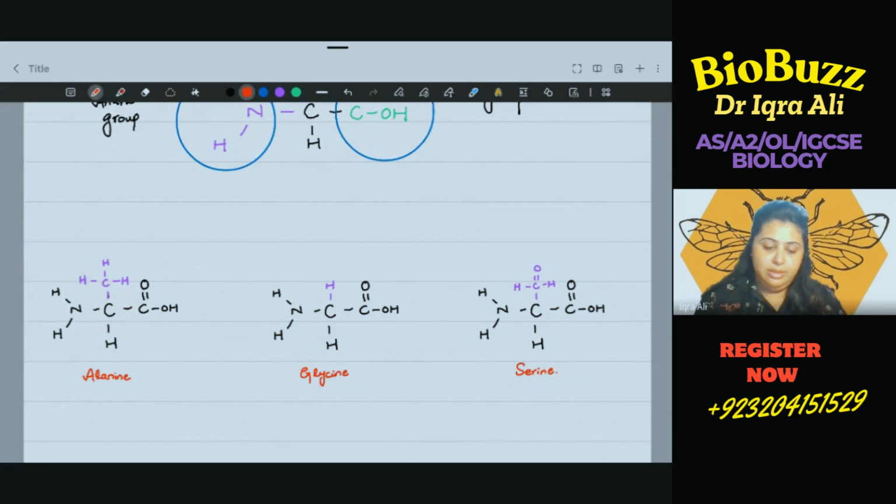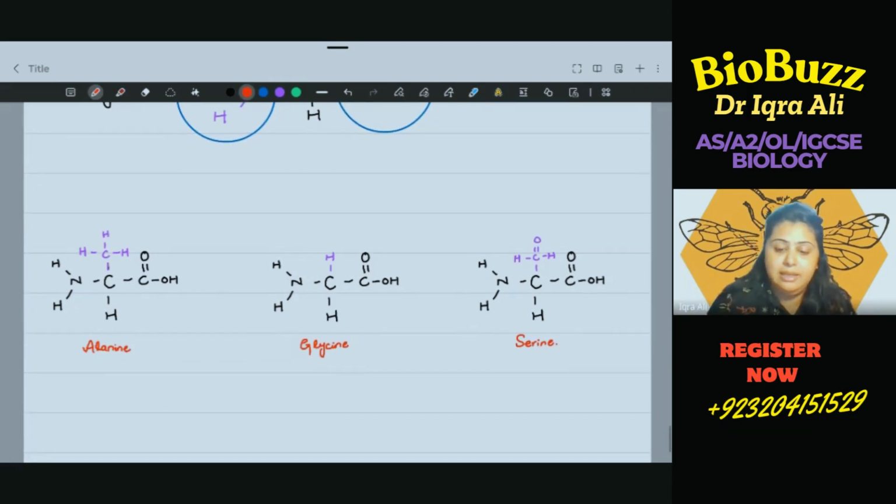Clear? So what have we changed? Only the R group. So the carboxylic group and the amino group are going to remain the same in every amino acid. The only thing that is going to be changed is the R group. Now let's see the glycine before I move forward.